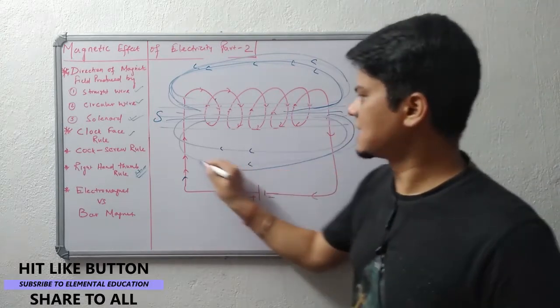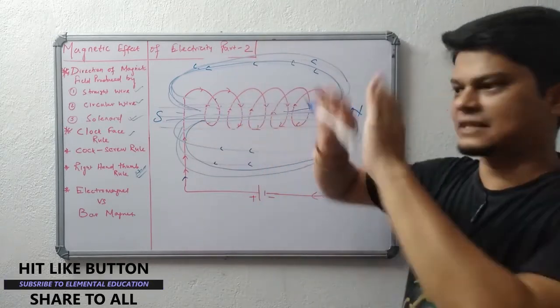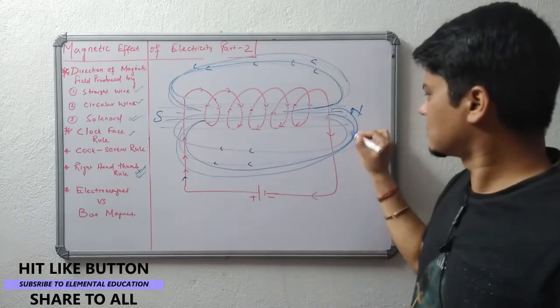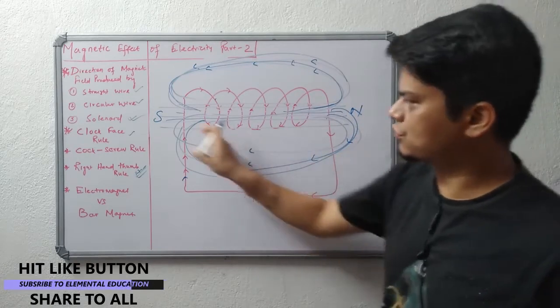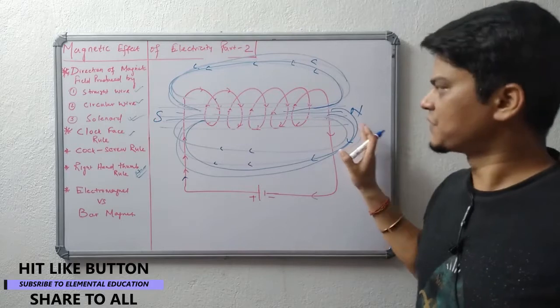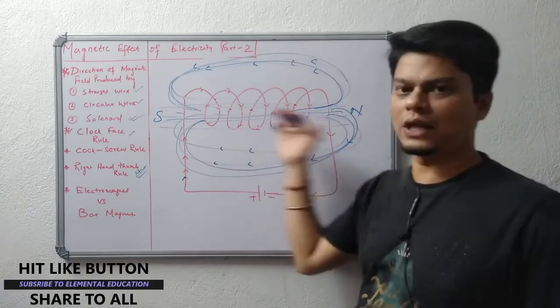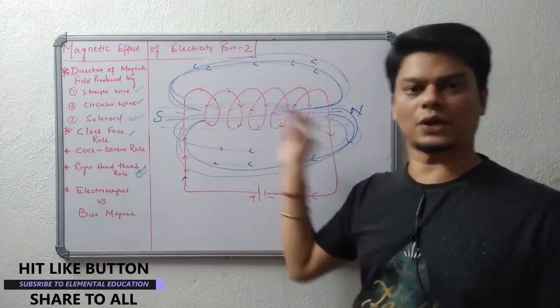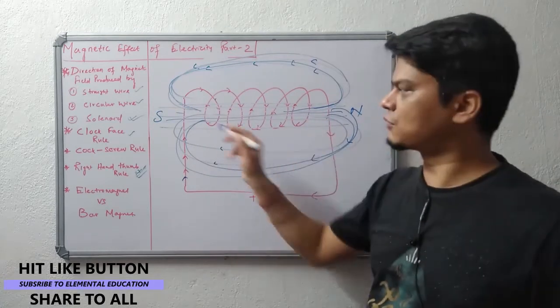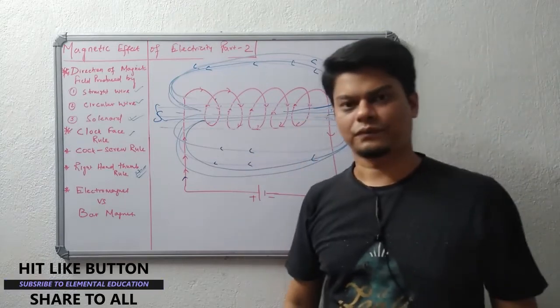Similarly, this side also the magnetic field will be on both sides, right? It will be in 3D, it will be on all sides. So this will also be from north to south. So this side will be south, this side will be north. If we suspend that electromagnet freely, then it will align itself in the north to south direction. Then we can find out the direction of south pole and north pole of this electromagnet.